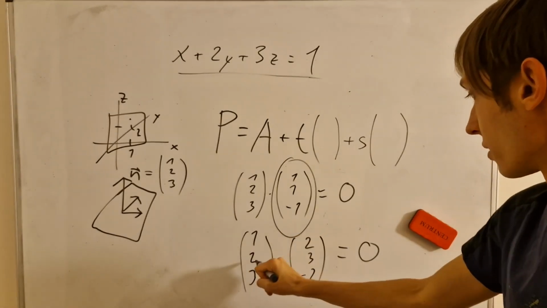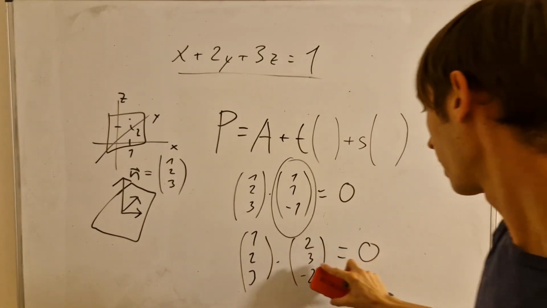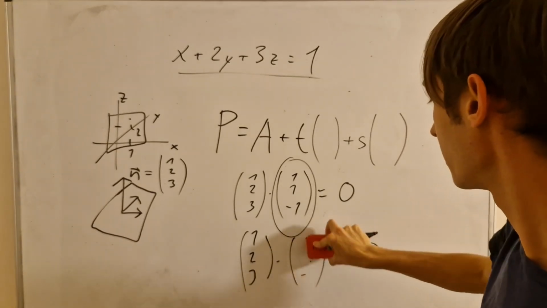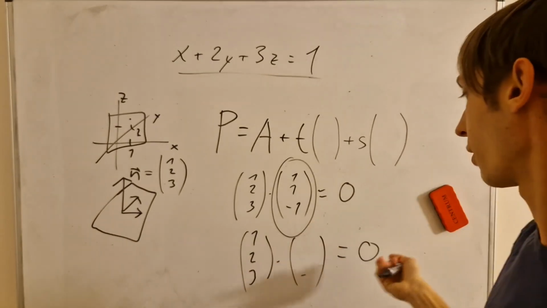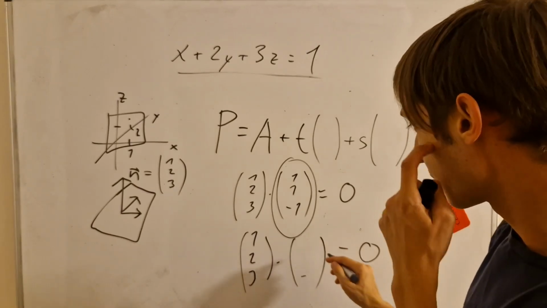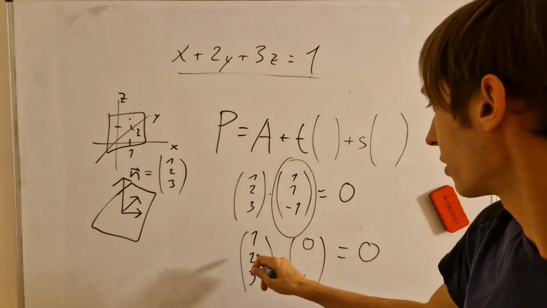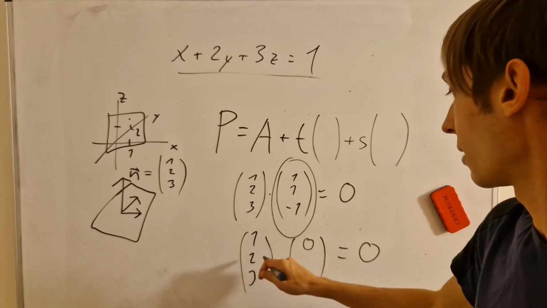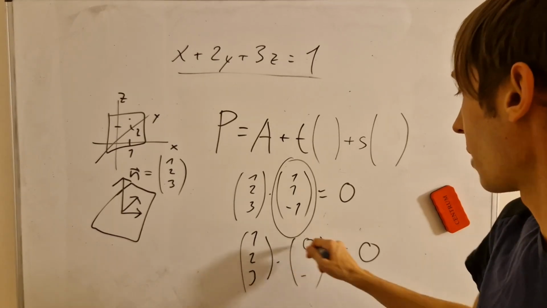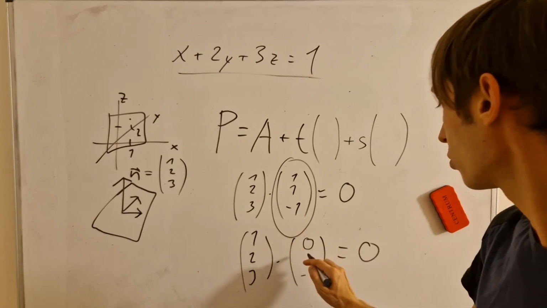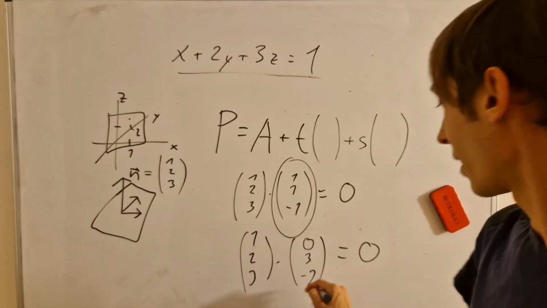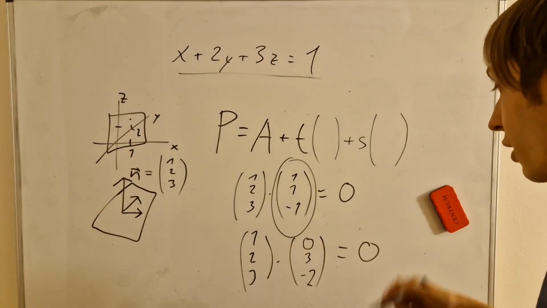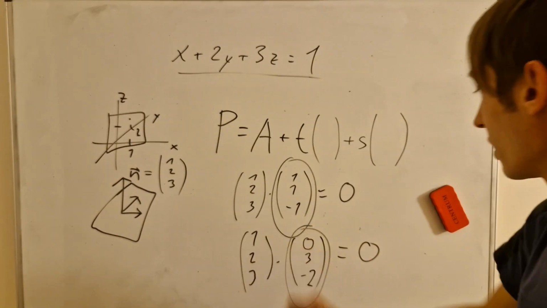2 times 1 plus 2 times 3. No, that's wrong. Actually, we can do even easier. We can do 0 and something, perhaps. We can actually do 0 and, let's say, for example, 3. So 0 times 1 plus 3 times 2 minus 2 times 3. That works. That again is dot product of 0, if we think about it. So our second vector we need is 0, 3, minus 2.